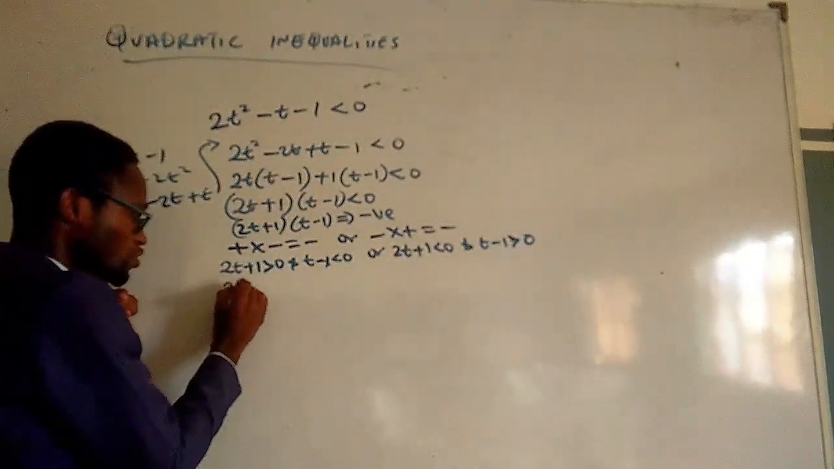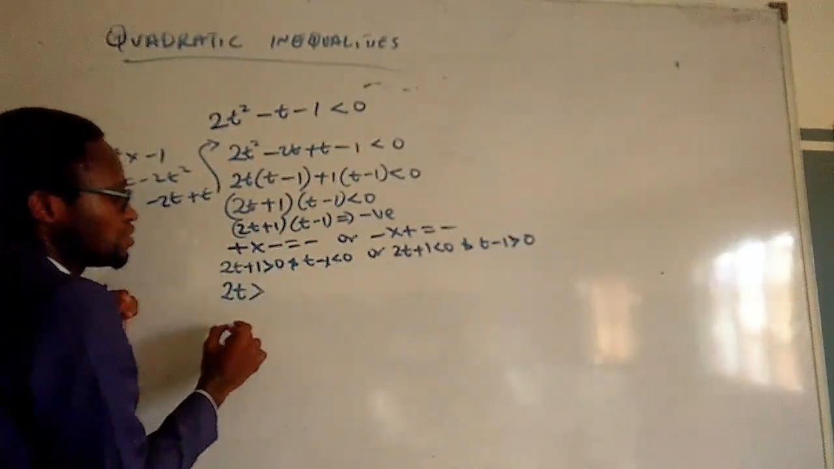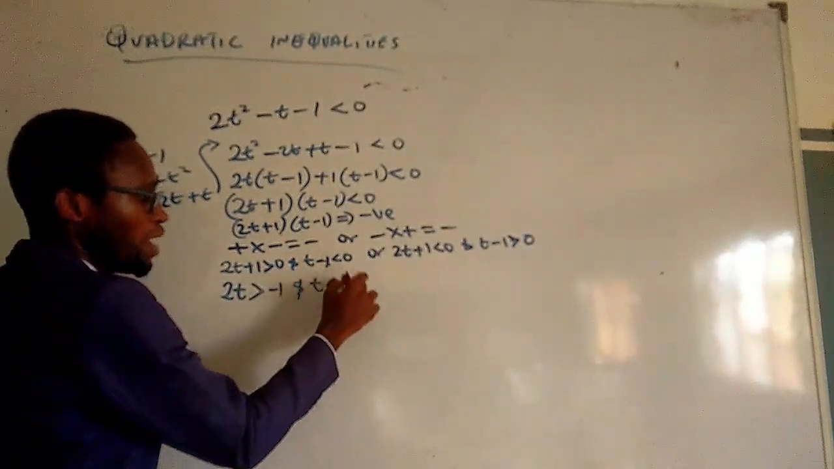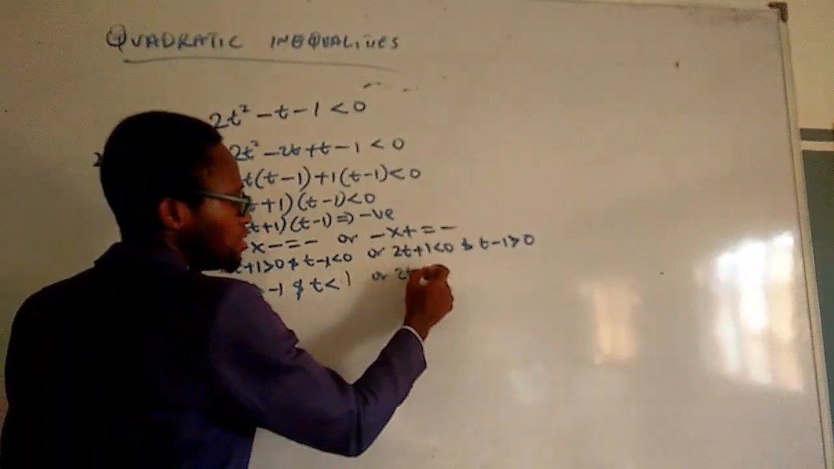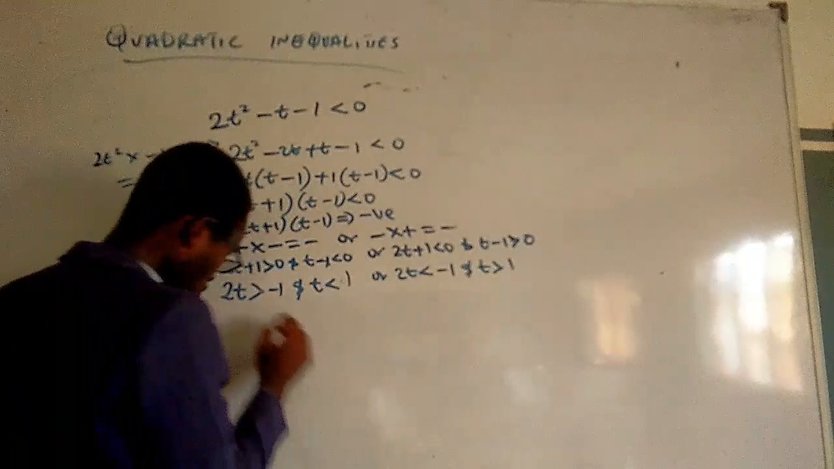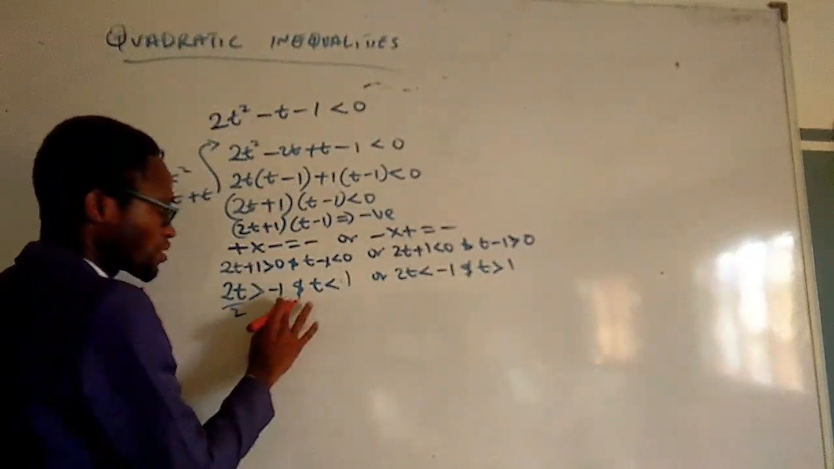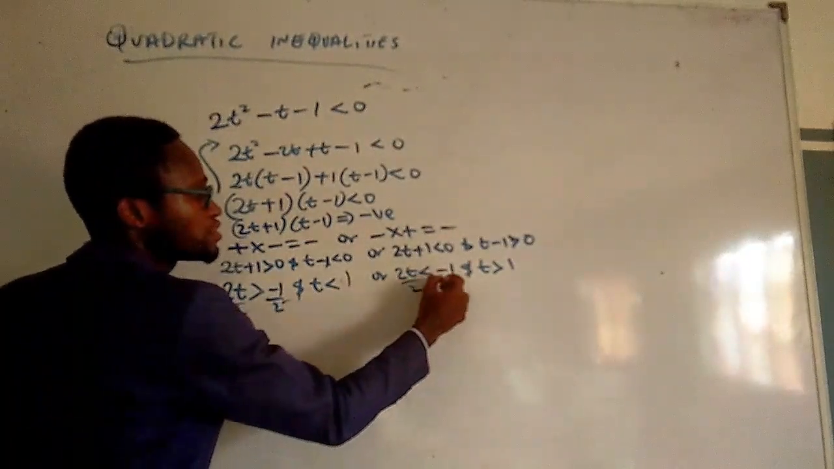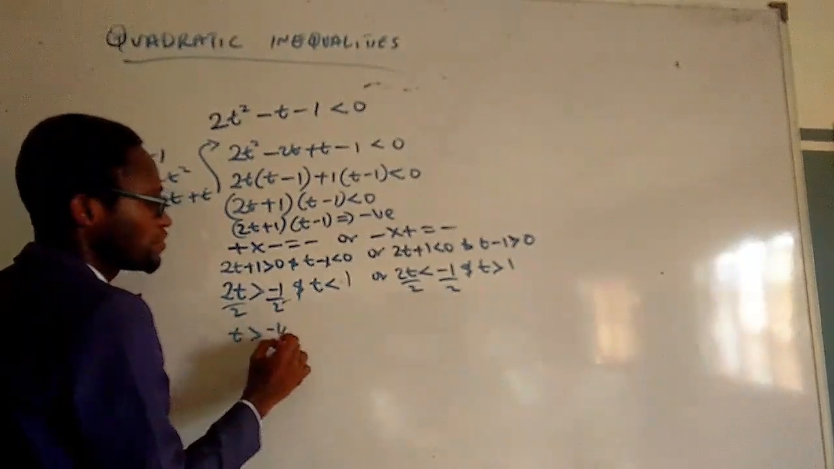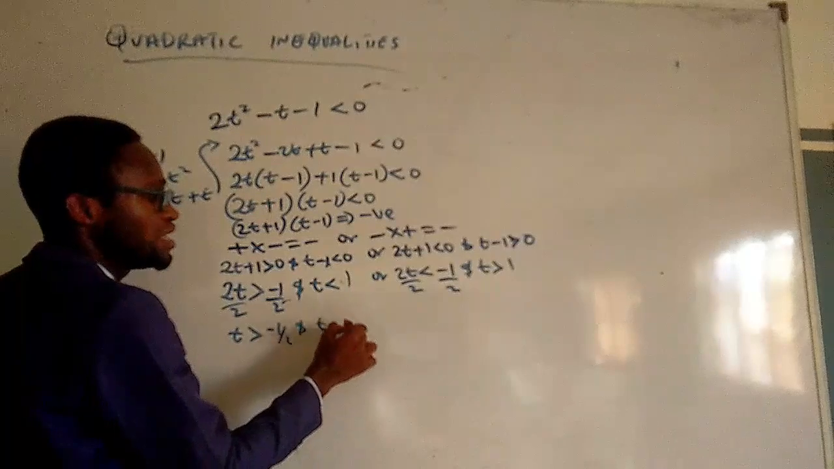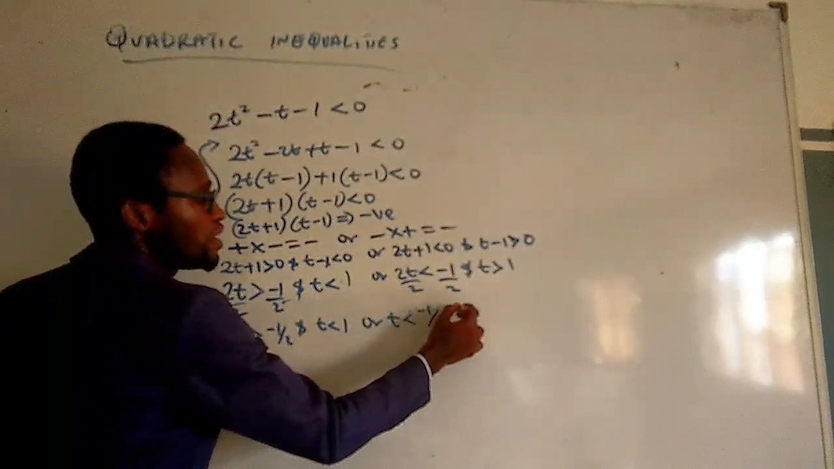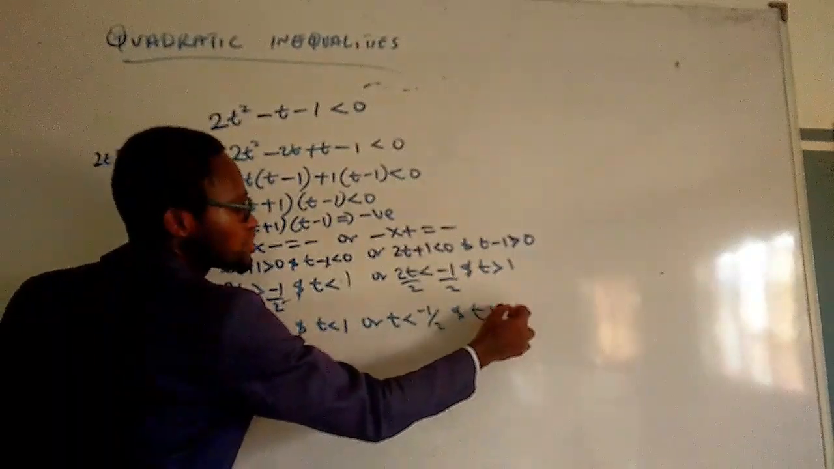So this is going to give us 2t minus 1 and t less than 1, or 2t less than minus 1 and t greater than 1. So divide by 2 throughout. Our t is greater than minus half and t is less than 1, or t is less than minus half and t is greater than 1.